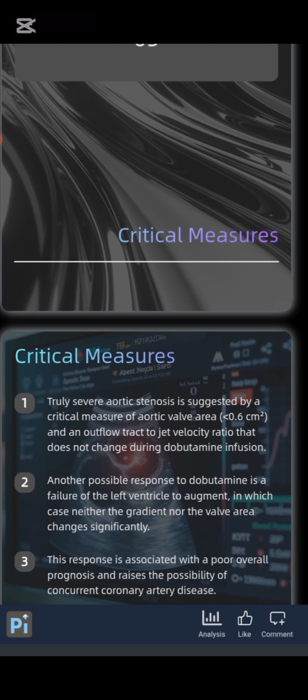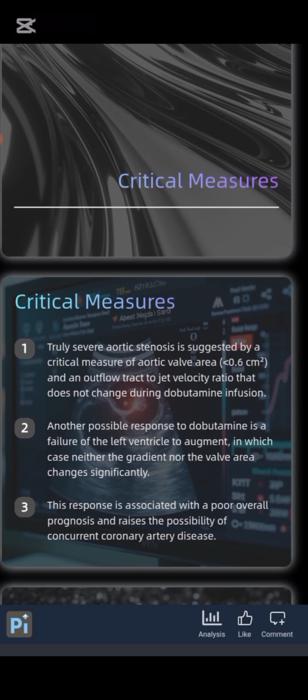Critical measures. Truly severe aortic stenosis is suggested by a critical measure of aortic valve area less than 0.6 square centimeter and an outflow tract to jet velocity ratio that does not change during dobutamine infusion.